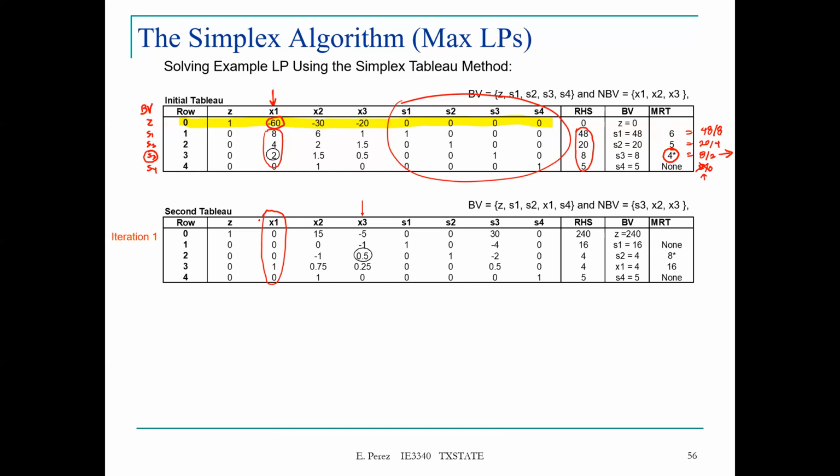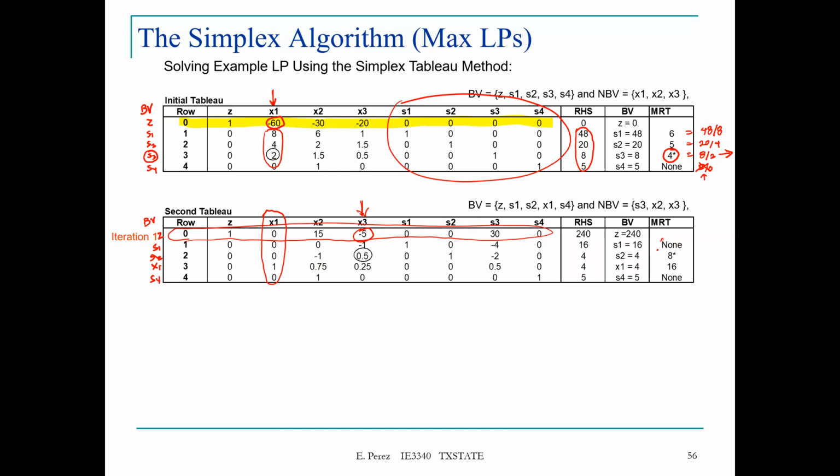So X1 is now part of the solution. So these are my basic variables. This is Z, this is S1, S2, X1, and S4. Again, at this point, I'm done with the first iteration. So I look at row 0 and see if there's any negative coefficient. The answer is yes. There's a negative coefficient here, so that means that X3 is going to enter.